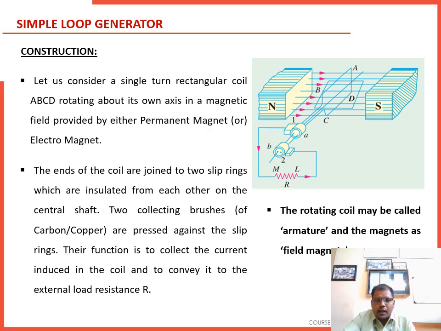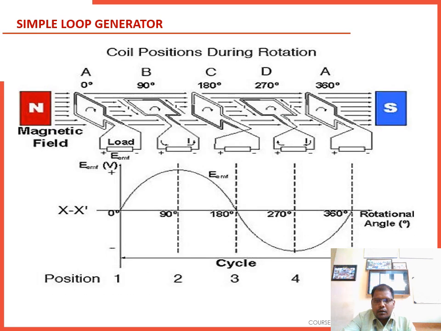In order to explain the working operation of the generator, we are considering a simple loop generator. In the simple loop generator, we take one permanent magnet, N and S, and one rectangular conductor, A, B, C, D. Whenever the conductor cuts the magnetic flux, an EMF will be induced in it. At the position of 0 degrees, the conductor cuts no portion of the flux.